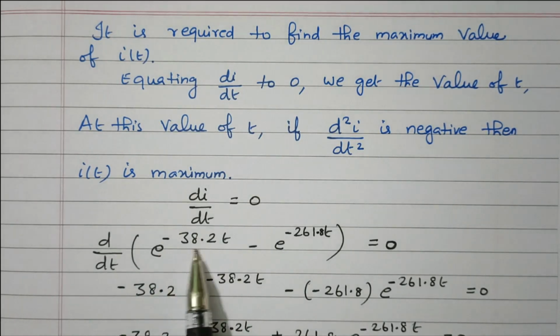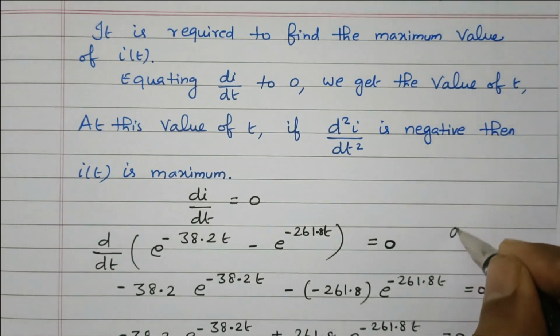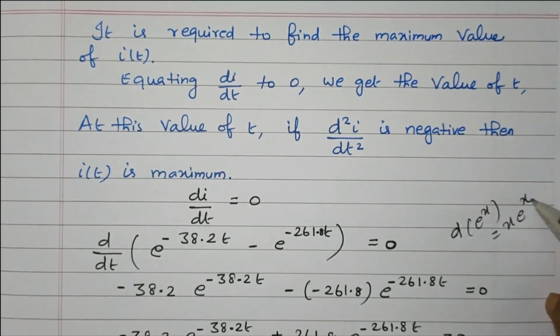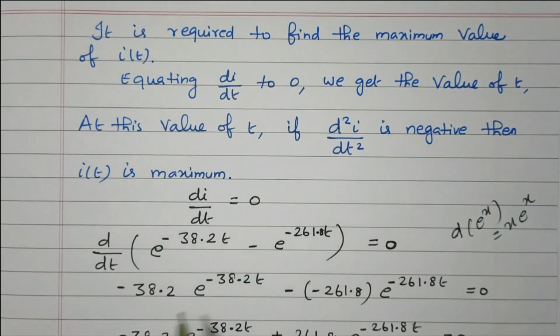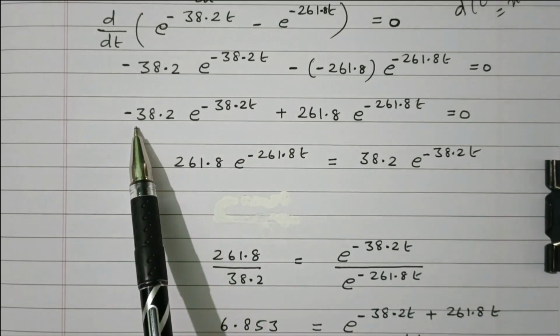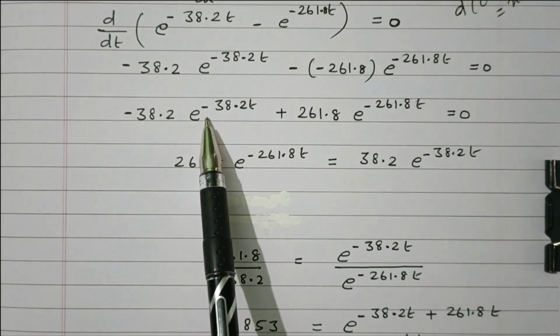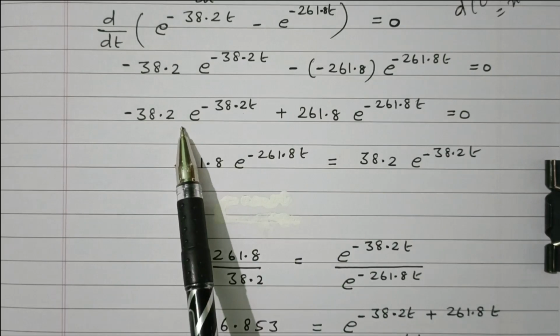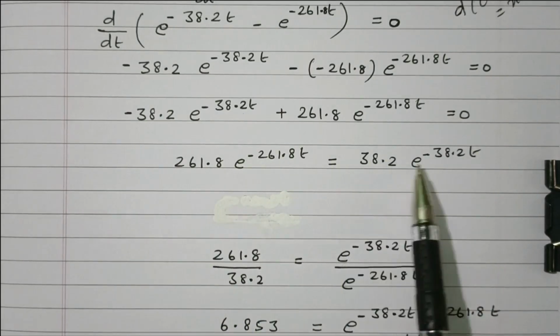Similarly, here x is 38.2. Based on that, minus 38.2 e power minus 38.2 t minus of minus 261.8 e power minus 261.8 t equal to 0. Right. So differentiation of e power x is nothing but x e power x. This x will come in the front side. Now we'll go for further simplification. So minus 38.2 e power minus 38.2 t, here both are negative, become positive. So bring this term to that side, so minus becomes plus.